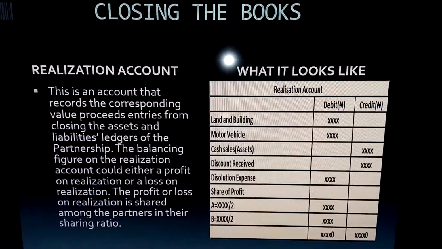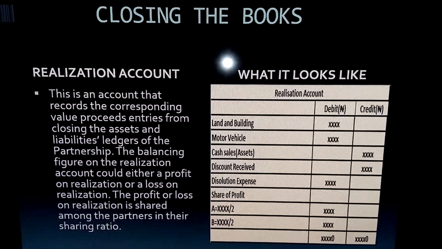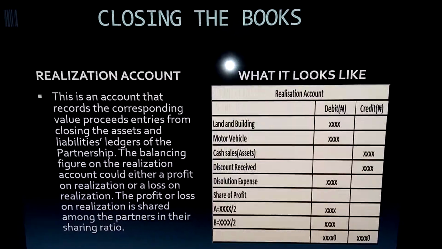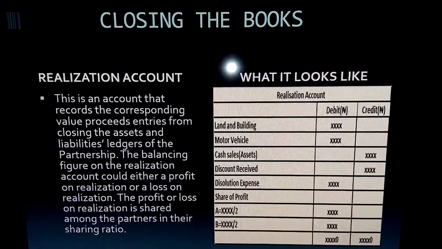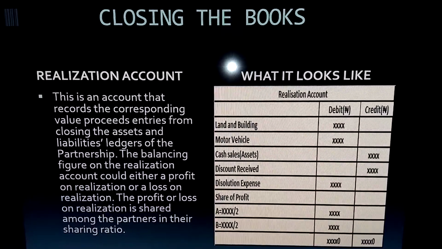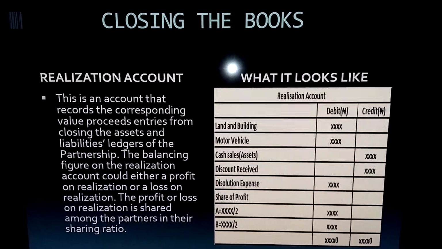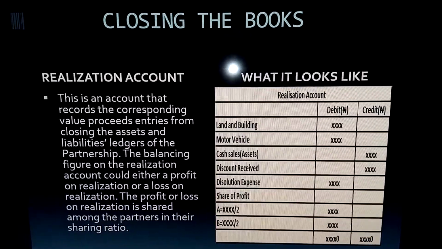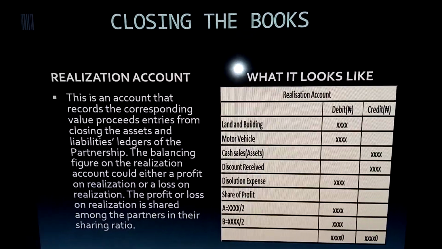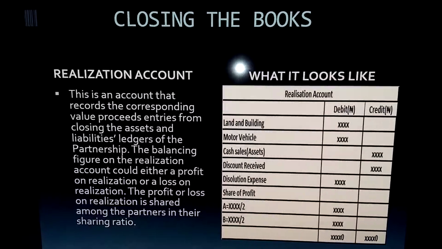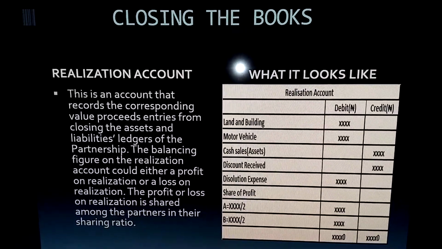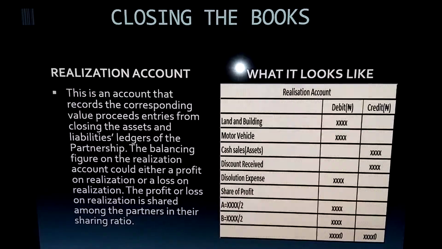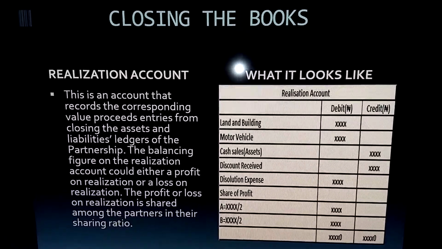In closing the books of a partnership business, you prepare a realization account. Basically, the realization account is the account in which you transfer the assets that are to be disposed at their net book value, and whatever amount that is gotten from disposal is also transferred to the realization account.